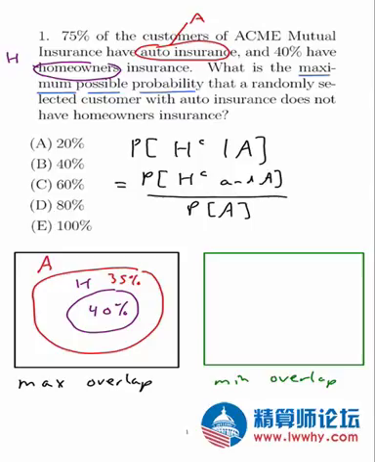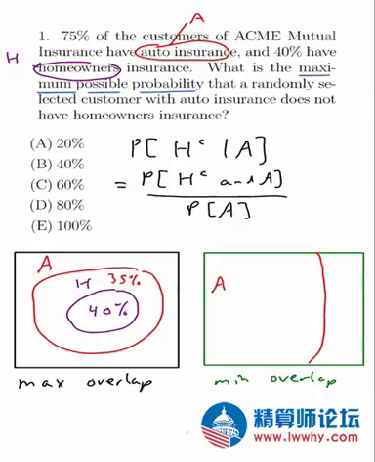Now our minimum overlap possibility. Again, we draw our set A. Here I'm going to draw it in such a way that there's not going to be a possibility of having a complement to A and H combined, because the probability of A and the probability of H add up to over 100%. If they added up to less than 100%, the minimum overlap picture would be that they don't overlap at all.